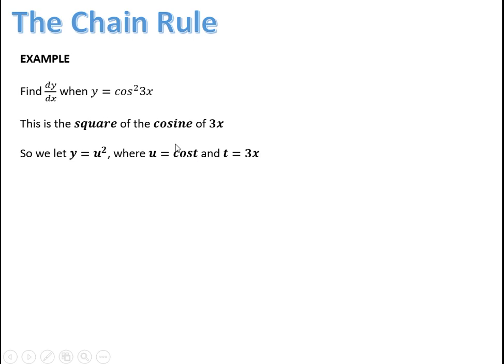And then what we're going to do is take that cos t and square it. So we're going to take our u and it's going to be squared. Okay, it might take you a wee while to get used to this, but this is important in terms of the way of writing.